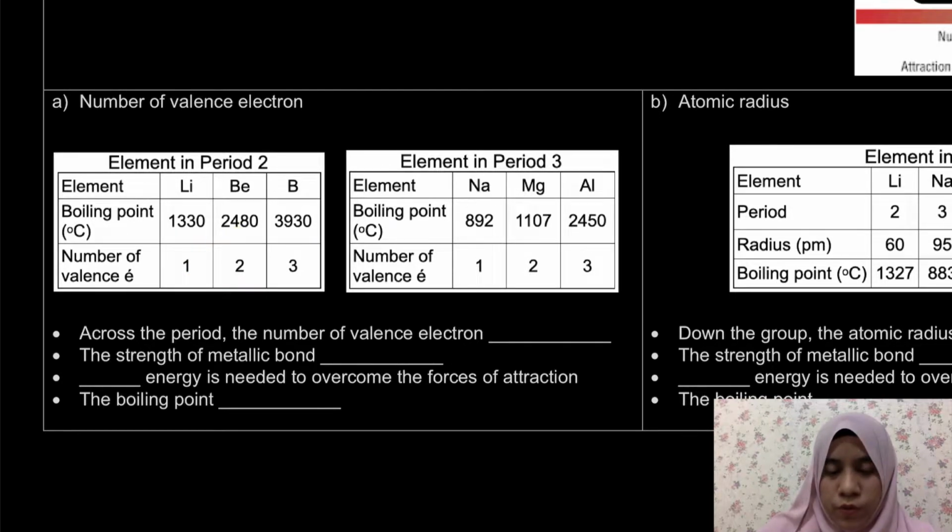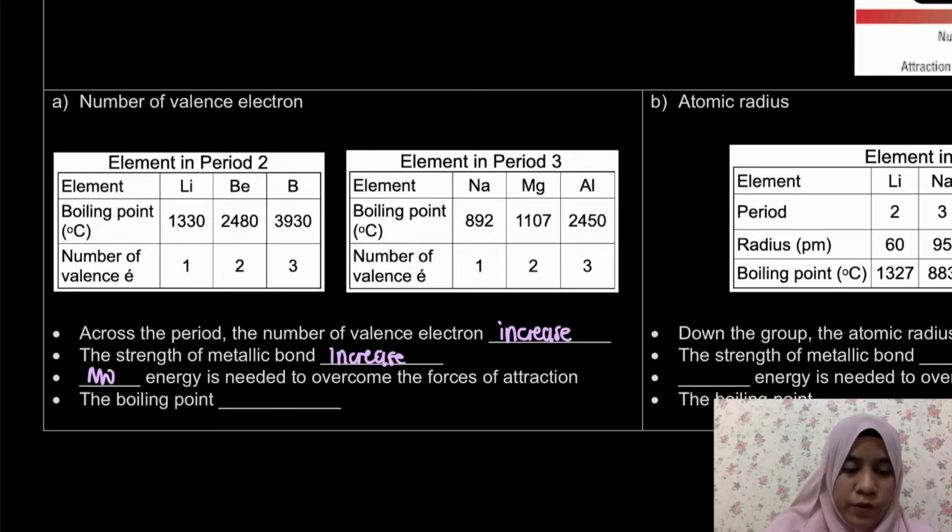The same goes for element in period 2 ni juga. Bila kita tengok, the higher the number of valence, the higher the boiling point. Okay, so how do we explain it? Across the period, the number of valence electron increase. So, the strength of metallic bond ni pun increase. More energy is needed to overcome the force of attraction, hence the boiling point increase.